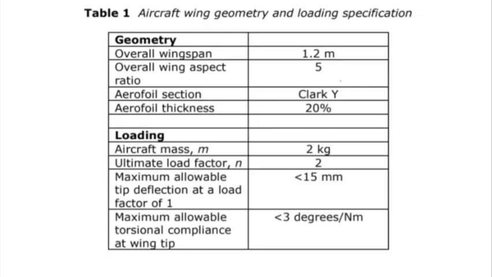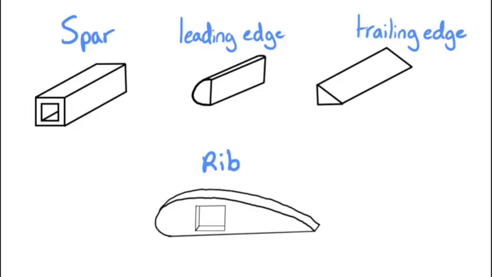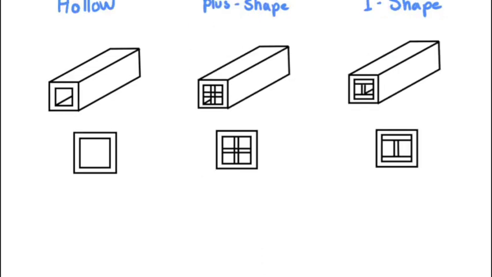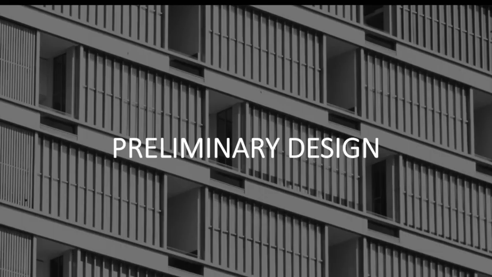In the conceptual design phase, we first reviewed the requirements that were given to us in the briefing document. The requirements include the dimensions and the loading specifications of the wing. As a team, we then drew sketches of the main components of the wing, which included the spar, the leading edge, trailing edge, and the rib. Following from that, we did some research on different spar designs and sketched out different designs for us to build and test during our lab sessions.